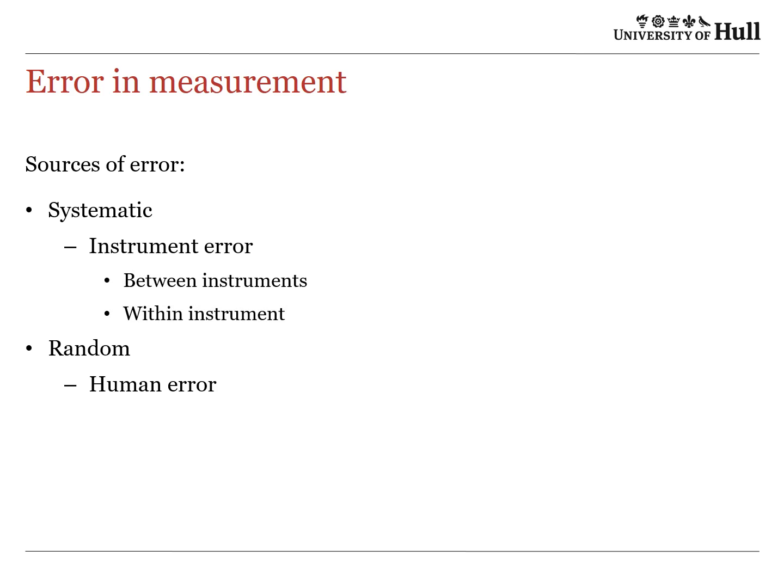And instrument error can be between instruments or within instruments. Between instruments means that if you use two different instruments to make a measurement, it won't give you exactly the same measurement. Within instrument means that every time you use the same instrument, it doesn't give you quite the same measurement. And exactly the same applies to human error, between people and within people.